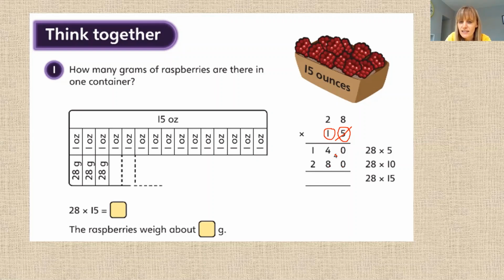So 1 times 8 is 8, 1 times 2 is 2. And we can add it all together. So 0 add 0 is 0. 4 add 8 is 12, so I carry the 10 and I put the 2 underneath, and then 2 add 1 is 4. So that gives me an answer of 420. So 28 times 15 is 420. So the raspberries weigh about 420 grams.